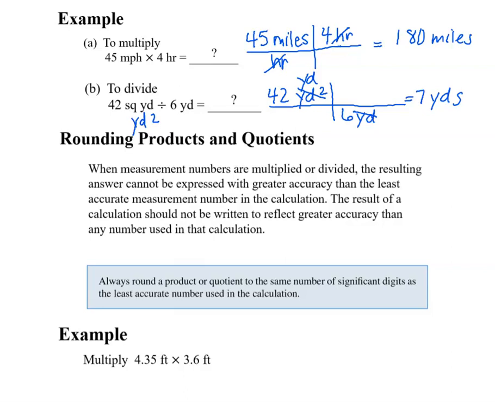When measurement numbers are multiplied or divided, the resulting answer cannot be expressed with greater accuracy than the least accurate measurement number in the calculation. The result of a calculation should not be written to reflect greater accuracy than any number used in that calculation. Always round a product or quotient to the same number of significant digits as the least accurate number in the calculation.